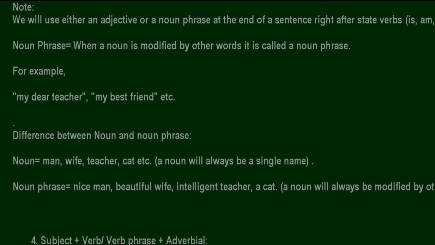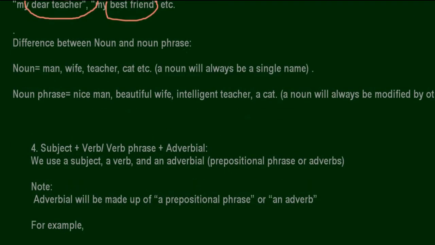For example, my dear teacher, my best friend. My best friend is a noun phrase. My dear teacher is a noun phrase because it is modified by other words: we're using best and my, we're using dear and my. So this is modified by other words and this is a noun. So it is called a noun phrase. Difference between noun and noun phrase.